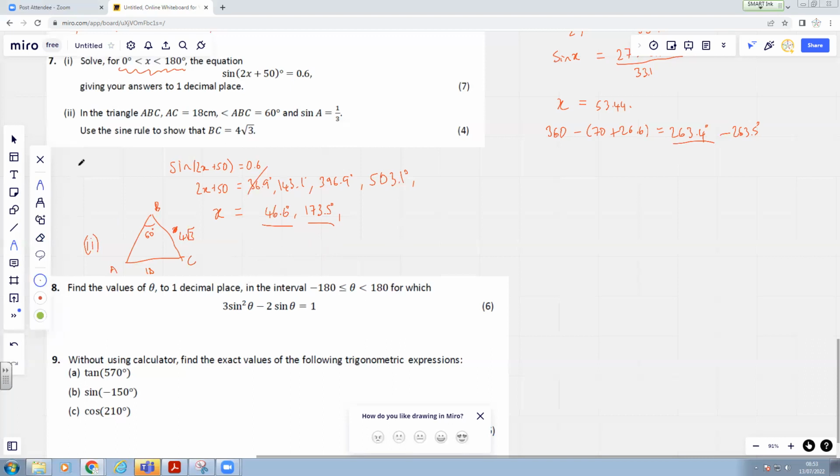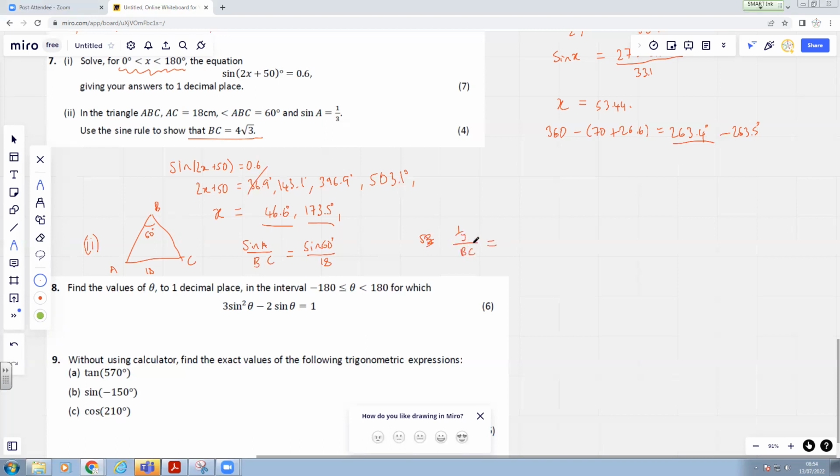So with show that questions, I like to end up with the answer at the end and go, voila, hence it is true. So I'm not going to write down that 4 root 3. I'm going to just point out like this. Sine A over BC equals sine 60 over 18. Sine 60 is root 3 over 2, so that's going to be root 3 over 36. So I've got sine A, and that's a third, over BC.